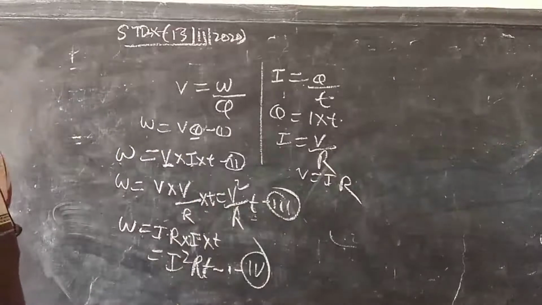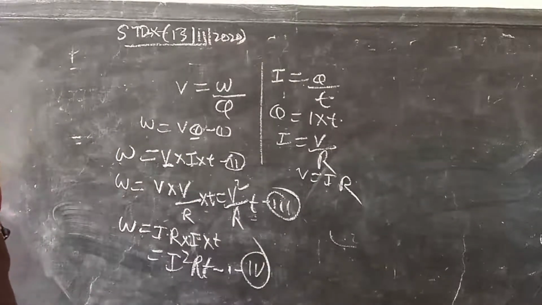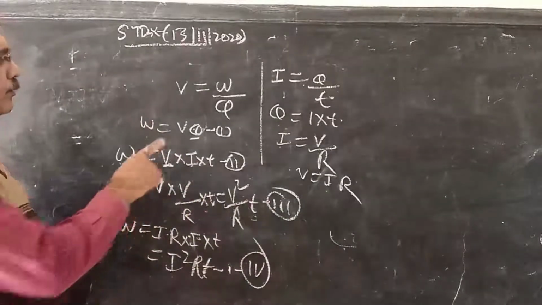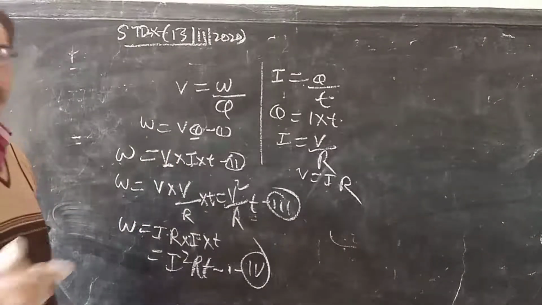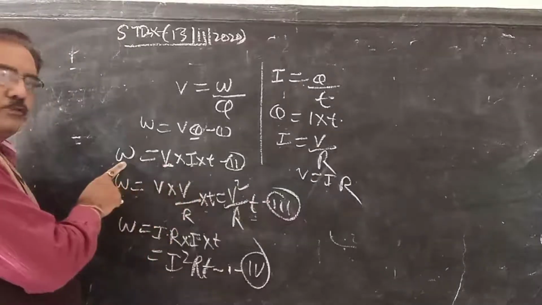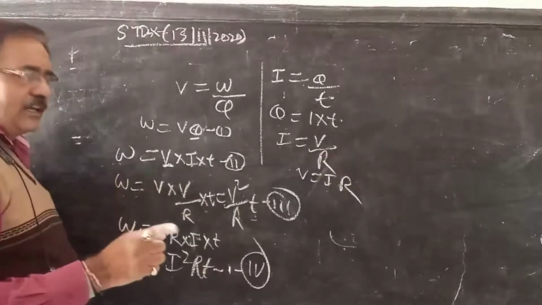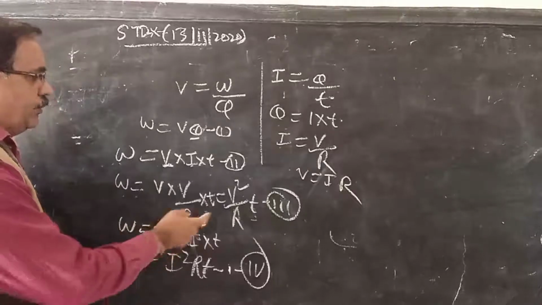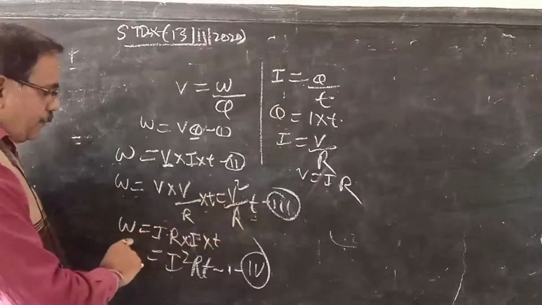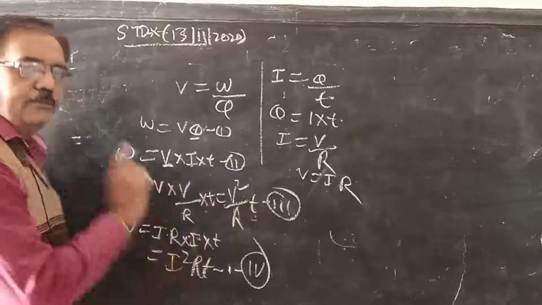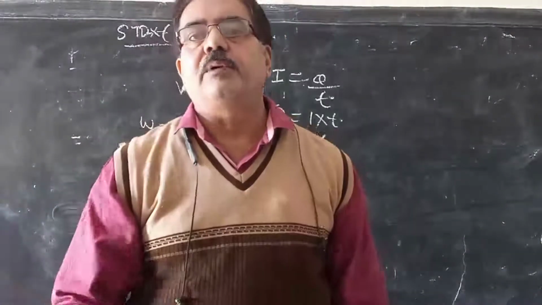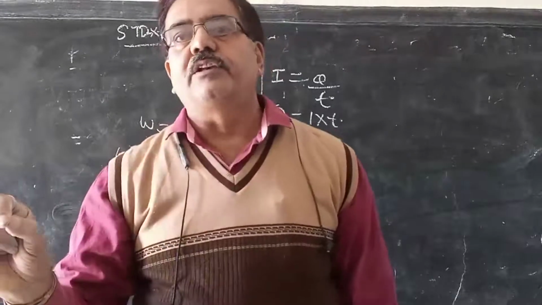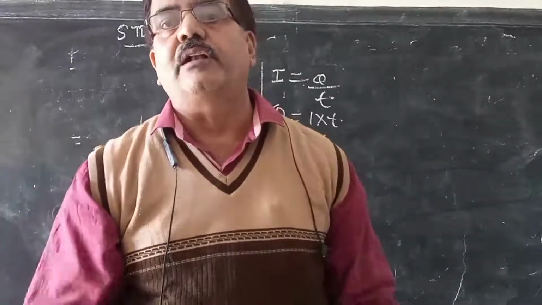We have to use these to find the energy consumed by us. Now which formula we will use for which question is totally dependent upon the question. If in the question V, I, T are given, we will use this form. If V squared, R, T are given, we will use this form. If I, R, T are given, we will use this form. So see the question, what is given in the question, write down what is given, use the proper formula and find out the energy consumed. Clear?